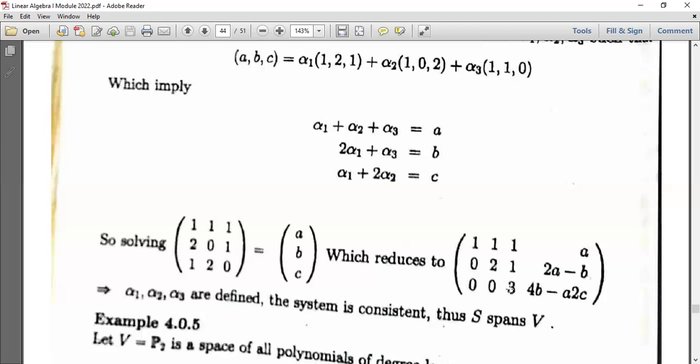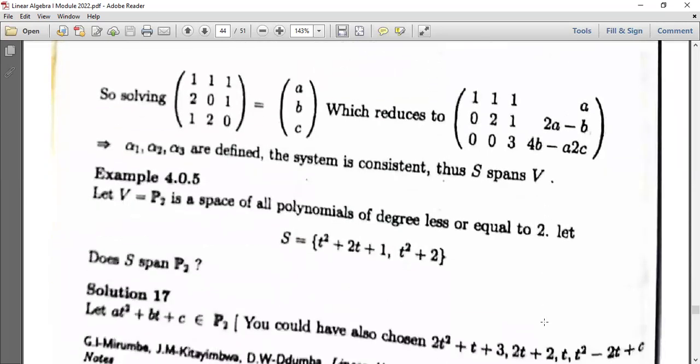So since after row reduction to echelon we have this kind of nature, it means the system is consistent, and by the system being consistent, we are able to find the scalars alpha 1, alpha 2, such that this linear combination holds. So that means S spans V. That means every vector in V can be written as a linear combination of elements or vectors from the spanning set.